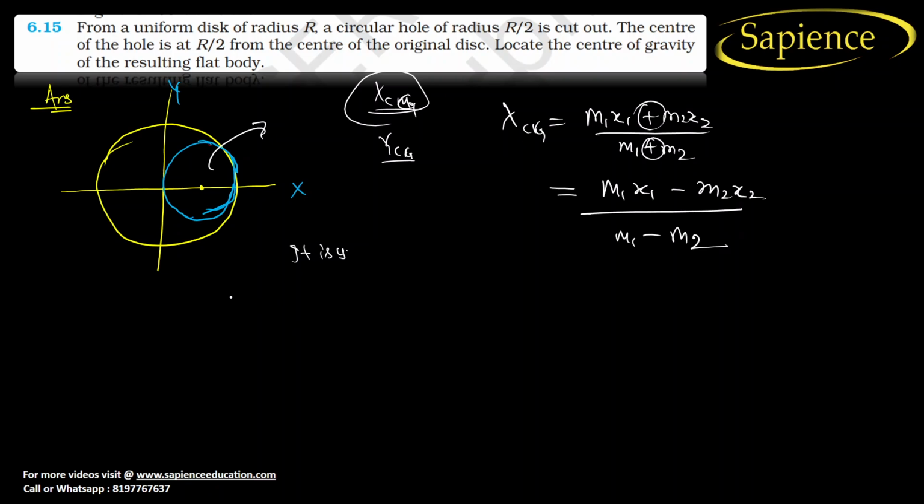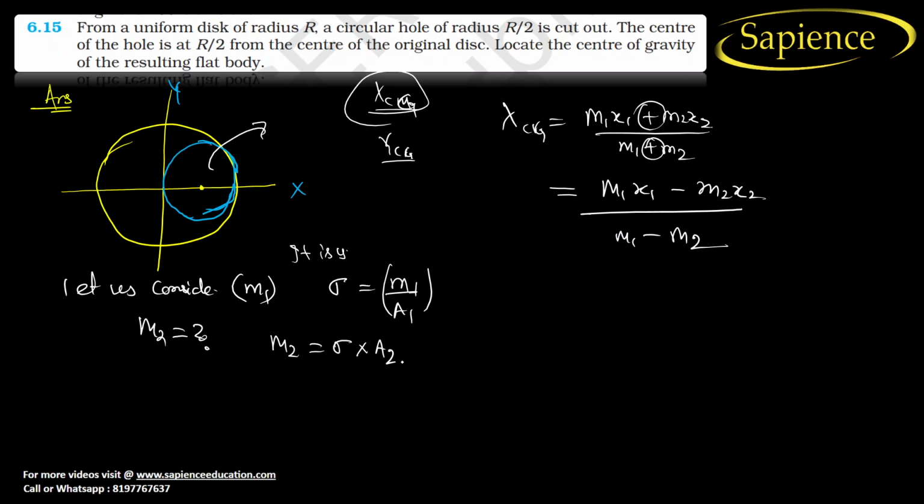Now let us find the masses m1 and m2. Let us consider the mass of the whole disk as m1. What will be the mass m2? We don't know, but we can consider that the body is uniform. If the density of the plate is sigma, then sigma is equal to mass per unit area, so m1 by a1 is equal to sigma. Now what will be m2? m2 can be written as sigma into a2, area 2.